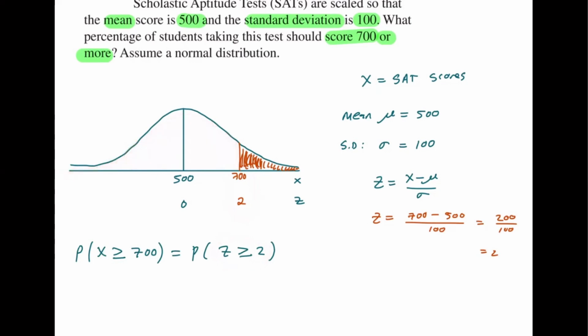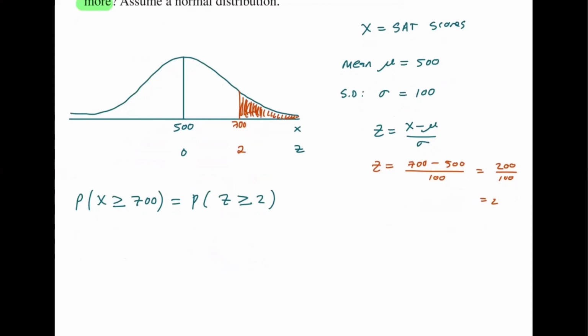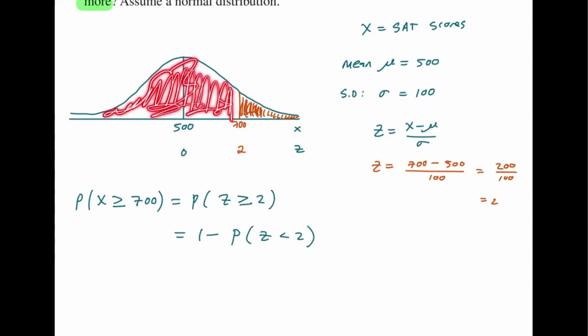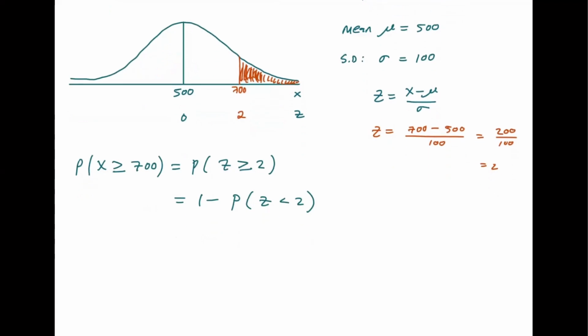So what I can do is take the total area, which is 1. So I'm going to use the complement. So I can do 1 minus the probability that z is less than 2, which means once I get this area right here, I'm just going to subtract that from 1, and that will give me what I want, just the right side of 700. I hope that makes sense. So that's one way to do it. So let's continue, and then I'll show you another way to do it.